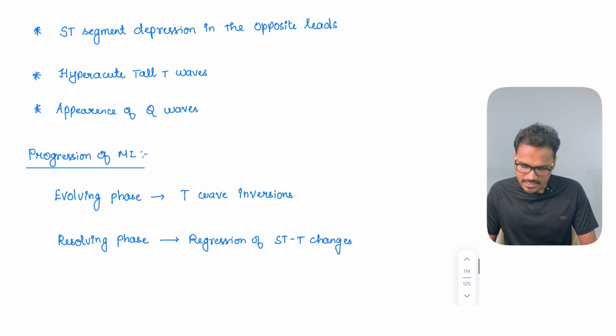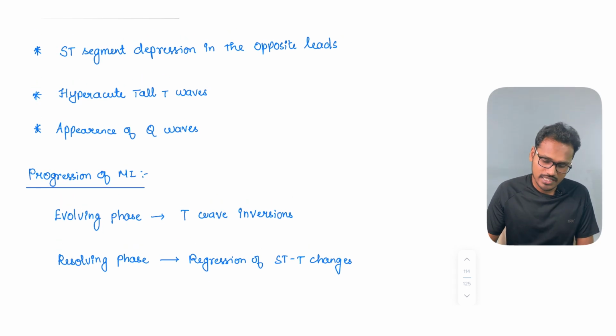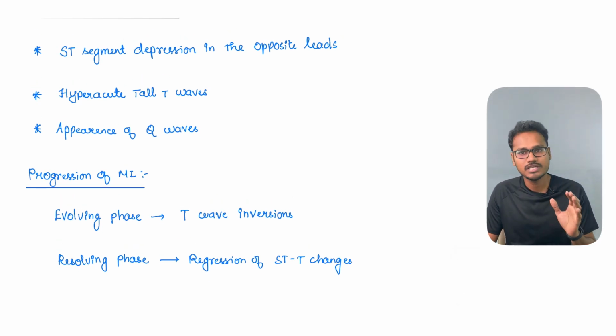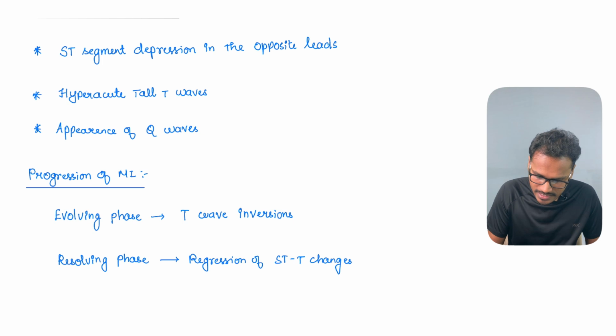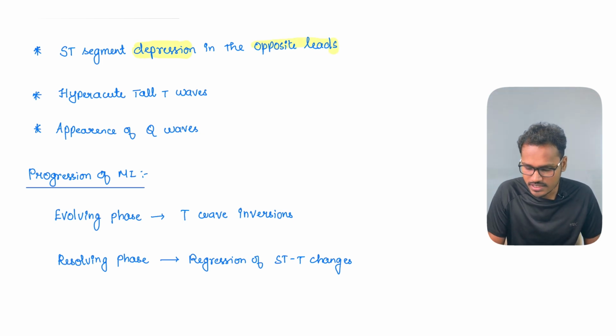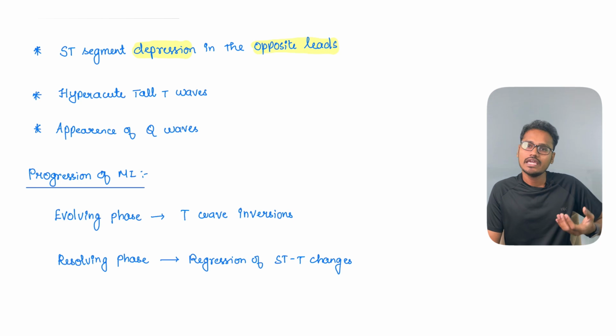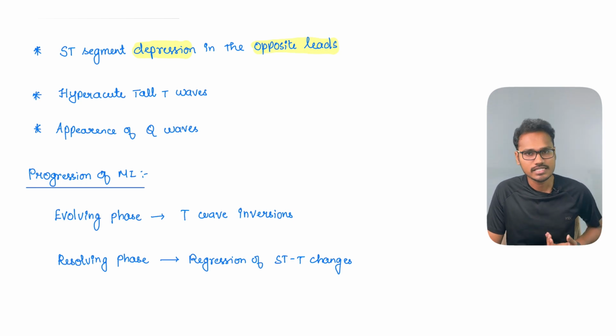Now what are the other changes in MI? One thing is very classically we understood that there is an ST segment elevation. Other than that, there can be an ST segment depression in the opposite leads. Suppose for example, the AVF is showing an ST segment elevation.